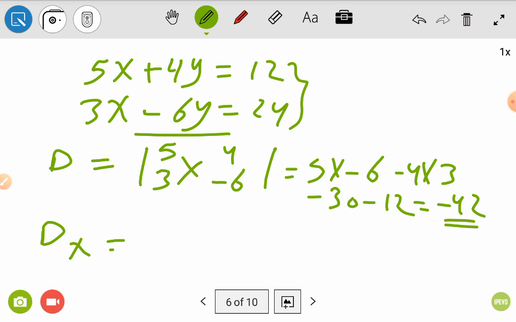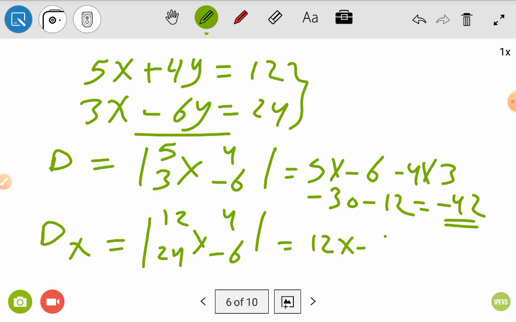Dx, the second step: 12, 24, and 4, negative 6. Cross multiplication: 12 multiplied by negative 6 minus 4 times 24, here negative 72, here minus 4 times 24 is 96. The answer will be negative 72 minus 96, which is negative 168.